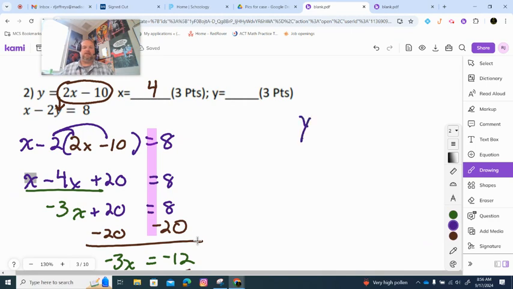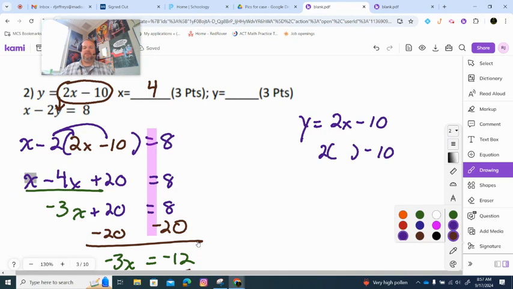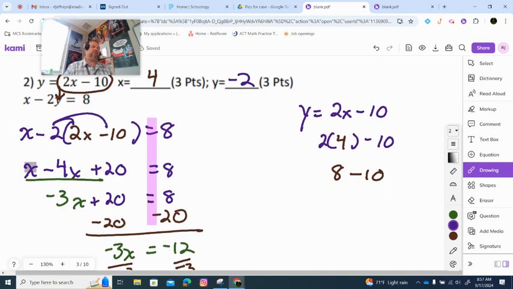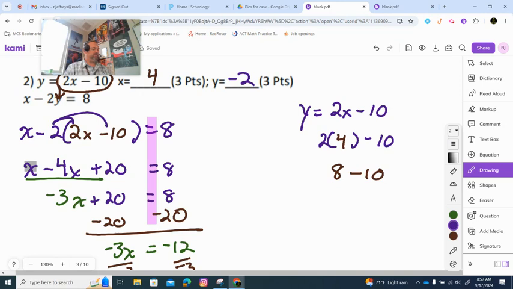So to find y equals 2x minus 10, so 4, this is 8 minus 10. So this is negative 2. I thought I had put down a negative 8 right here. That would have given us a negative 28, which would have given us a really weird fraction. Yeah, just a normal number.